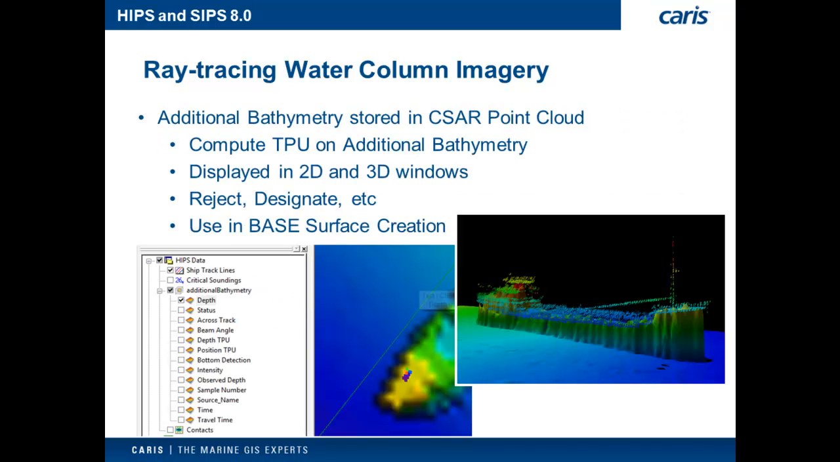So what happens to this once you create it? Well, once you've created this ray trace bathymetry, we store it in our CSAR point cloud format, and it will show up in HIPS as a child layer of the HIPS data. After that, it works the same as your normal bathymetry. It'll show up in swath and subset editor. You can query it, you can reject it, designate it, even use it to create a surface. Everything you can do with the normal bathymetry. You can even run compute TPU on it and use it in the uncertainty or CUBE surface creation.